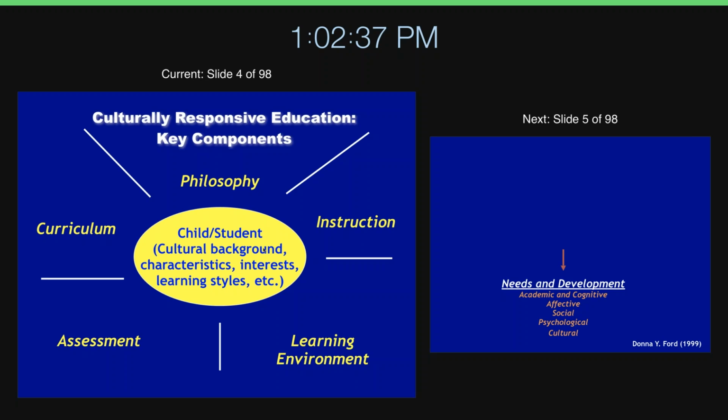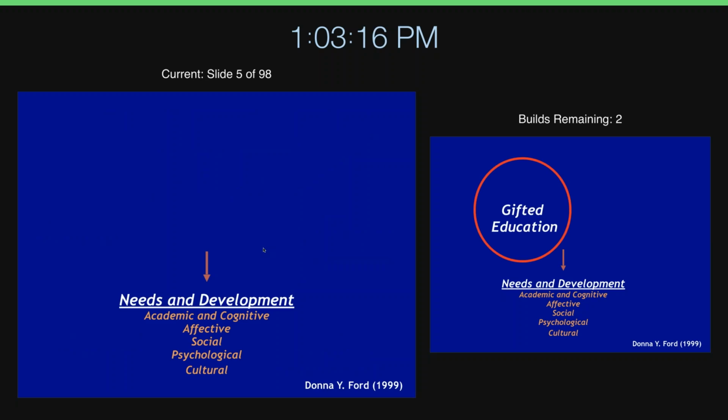What are the child's or the children's cultural backgrounds, their language, their cultural characteristics, their interests, their learning styles, and more? And when we are cognizant of that, when we are aware of that, when we're even interested ourselves, then it will help us in terms of philosophy, creating a welcoming, nurturing, culturally responsive learning environment. It will help to improve curriculum, instruction, and assessment. So for this webinar, we're not focusing on all four of those. We're mainly focusing on curriculum, culturally responsive curriculum.